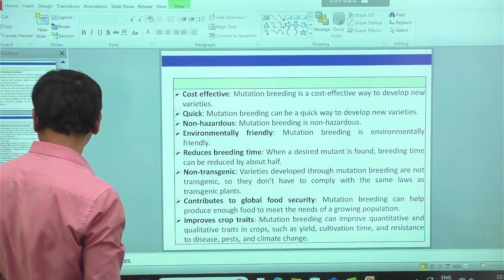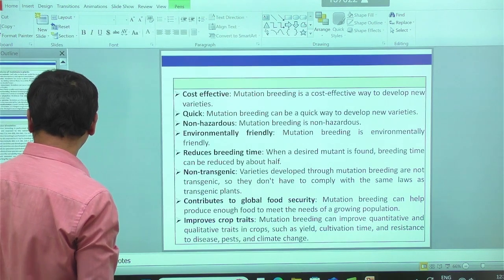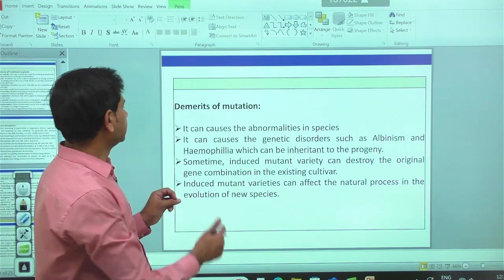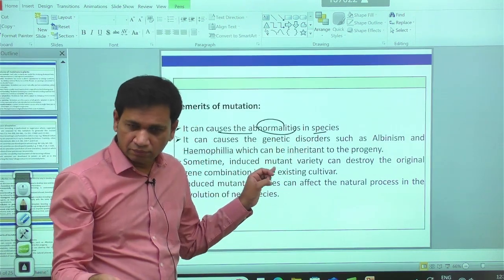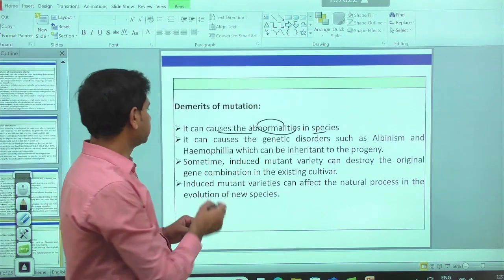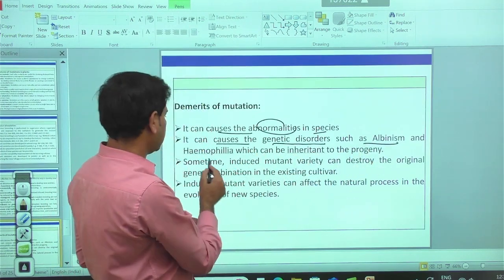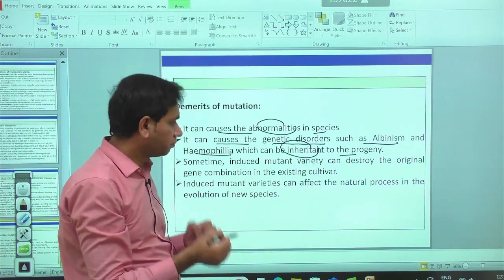So here, apart from this, we have the demerits of mutation. It can cause abnormalities in the species, sometimes. Abnormalities are possible, and it causes genetic disorders such as albinism and hemophilia, which can be inherited by the progeny.